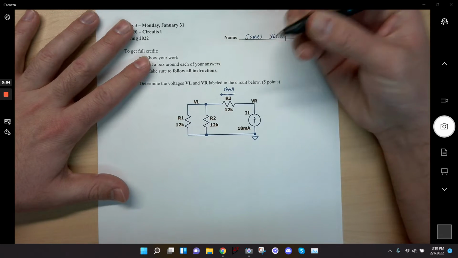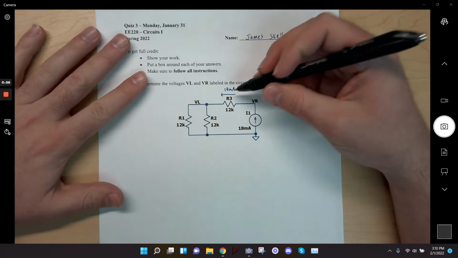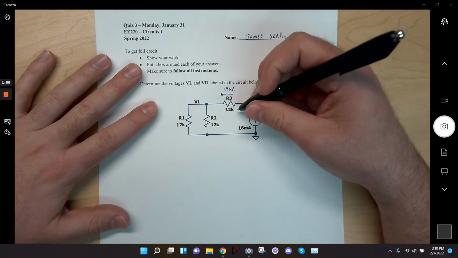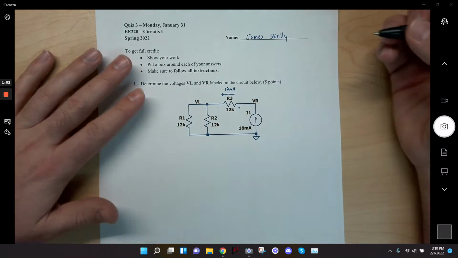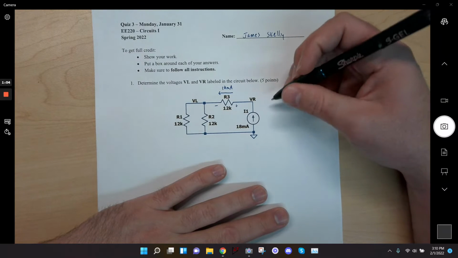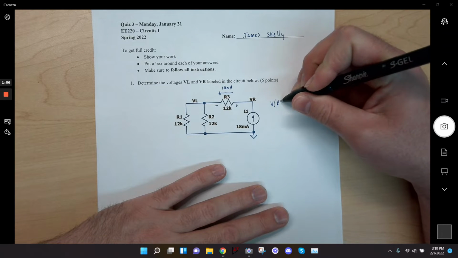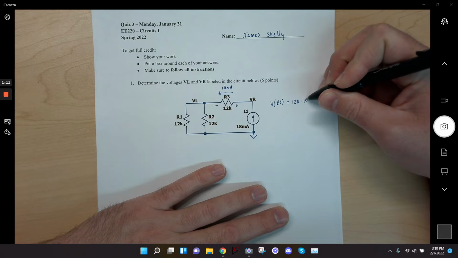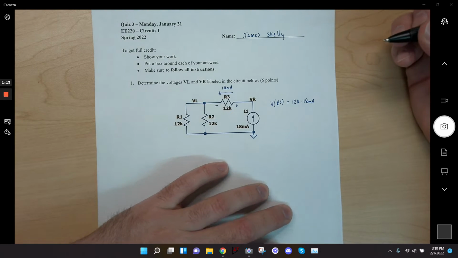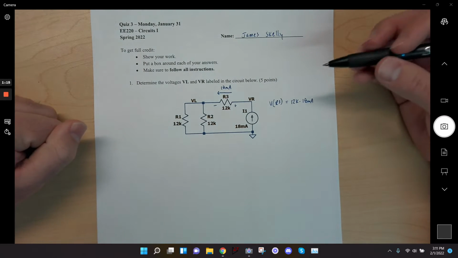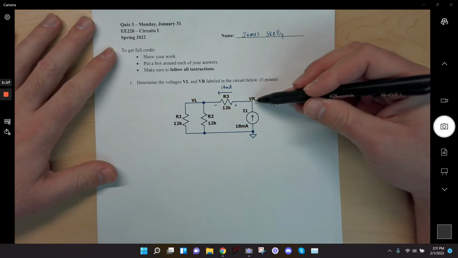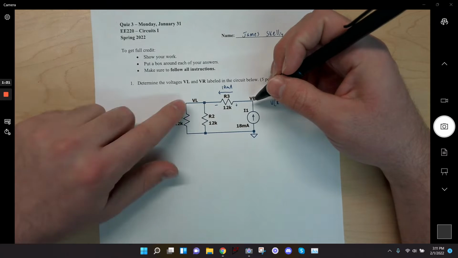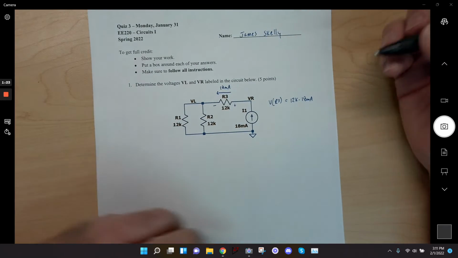So what that tells me is that this 18 milliamps flowing through this 12K resistor tells me the voltage drop across that resistor, so we'll call it V across R3, is equal to 12K times 18 milliamps. That's the voltage drop across that resistor. That does not tell me VR, and does not tell me VL, but what it does tell me is the difference between VR and VL.